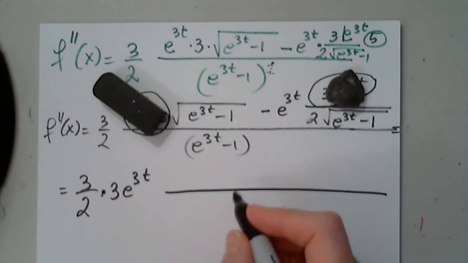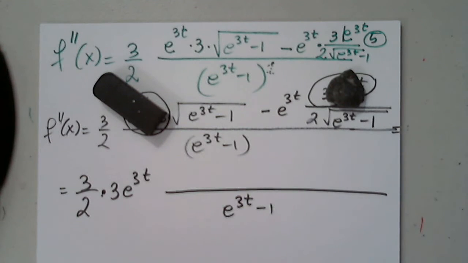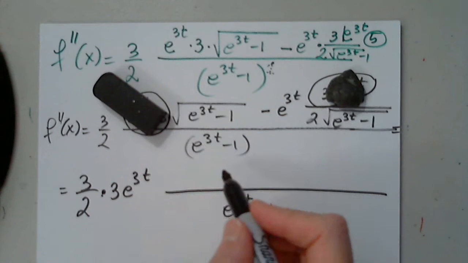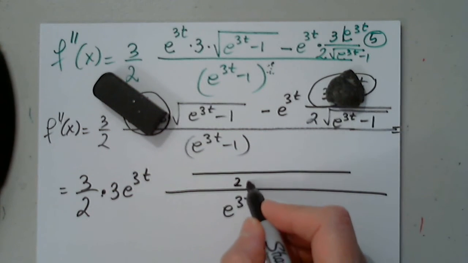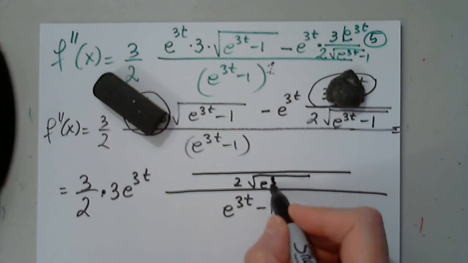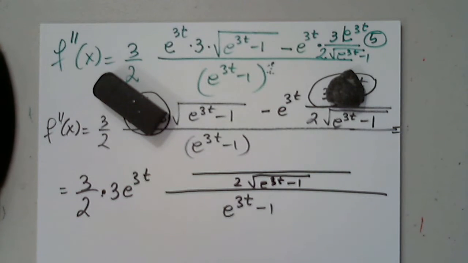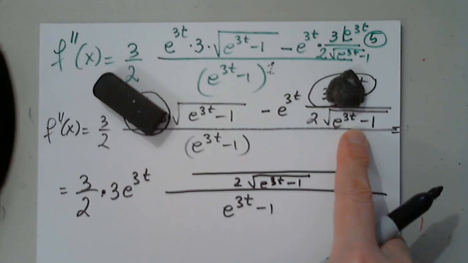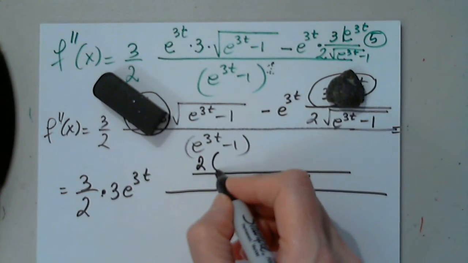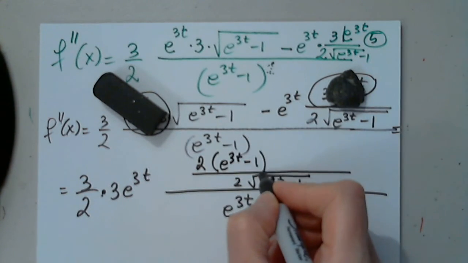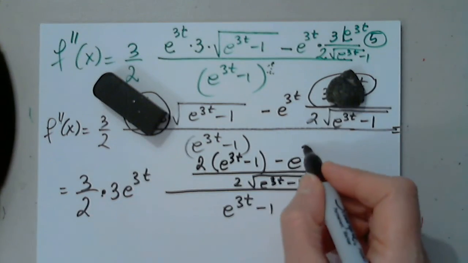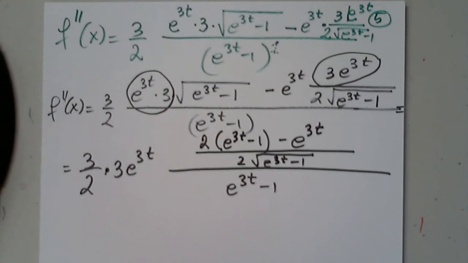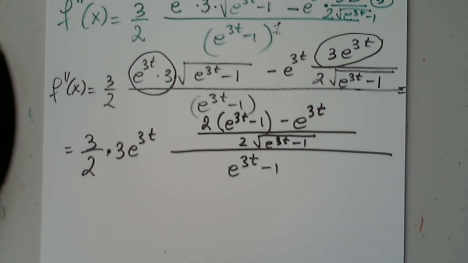The denominator is e to 3t minus 1. But now the least common denominator here is 2 the square root of e to 3t minus 1. So I need to multiply this by it. So I have 2 parentheses e to 3t minus 1 minus e to 3t. I promise from the get-go, the second derivative will be very messy.